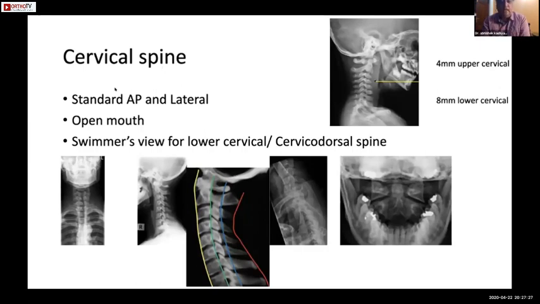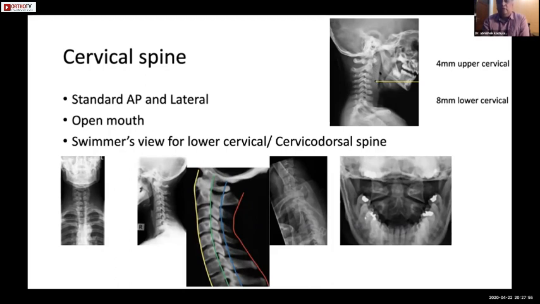For the cervical spine, a standard AP and lateral X-ray is done, which includes from C2 to almost C6, C7. Sometimes we need an open mouth view, and sometimes we need a similar view for a lower cervical or a cervical dorsal spine. The candidate should understand that we start any examination in the cervical spine from outside to inside. So he needs to remember the retropharyngeal space.